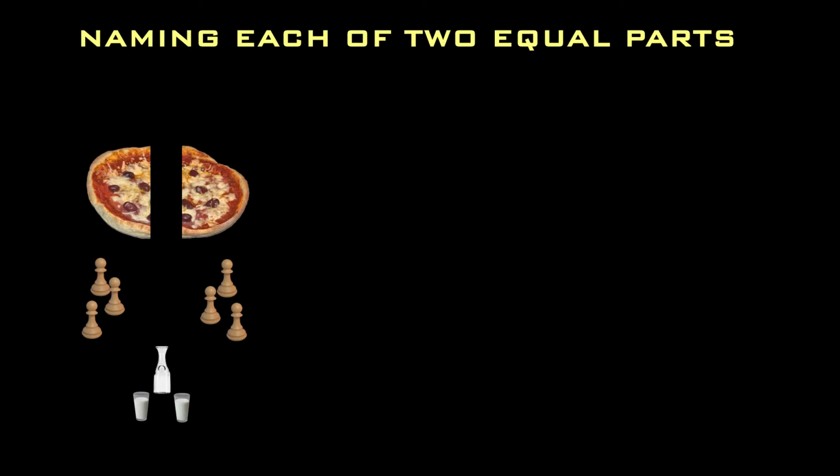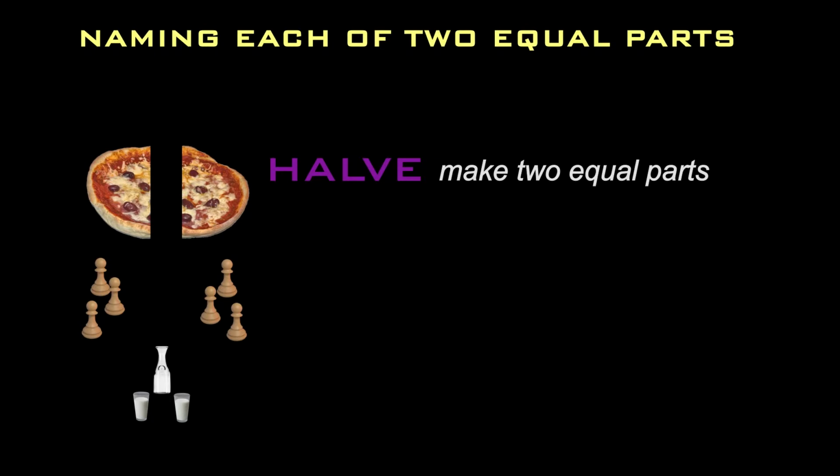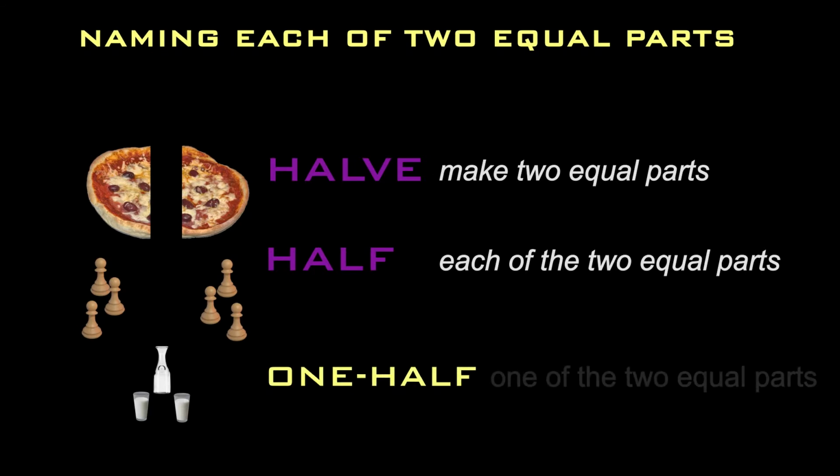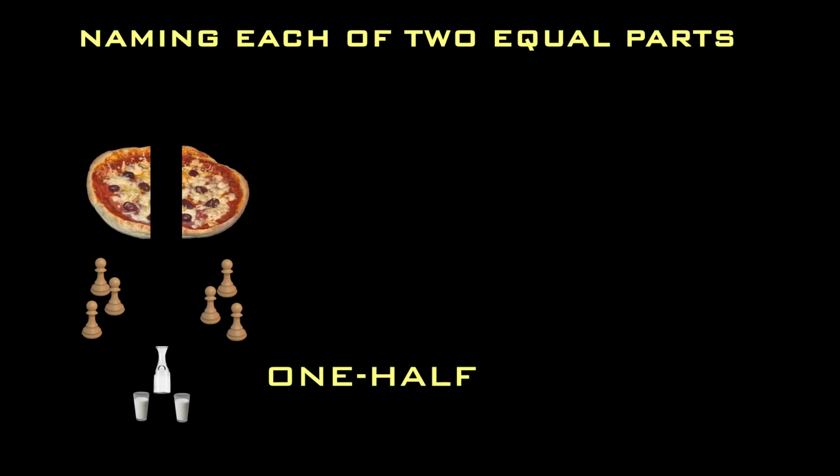The action of making an object, a group of objects, or a measure into two equal parts is the verb halve. From halve we get the noun half for each of the resulting two equal parts. And we say that one of the two equal parts is 1/2. The name 1/2 is derived from the action of making two equal parts. So we see that 1/2 is derived from language.